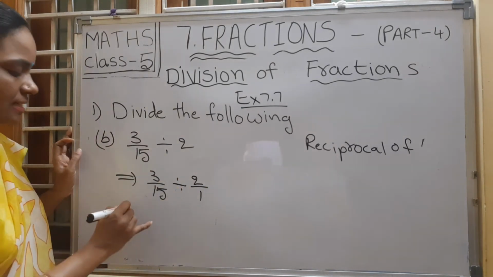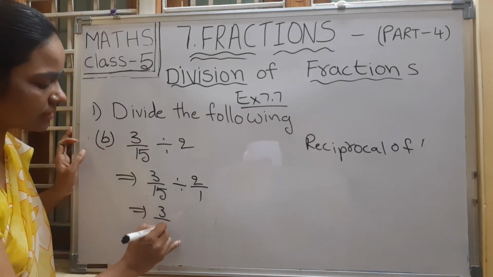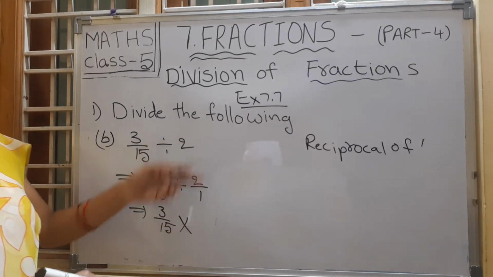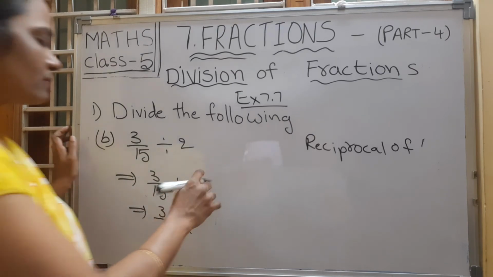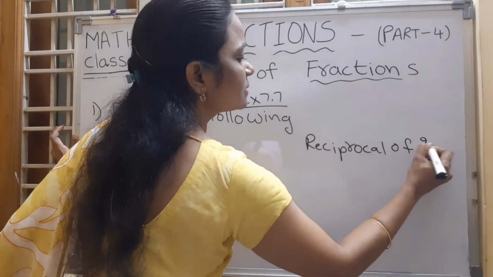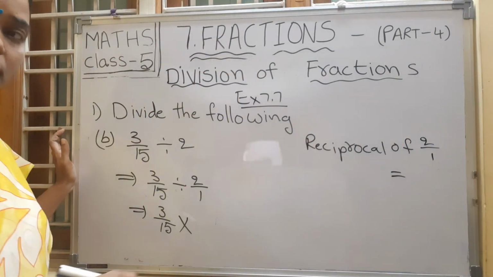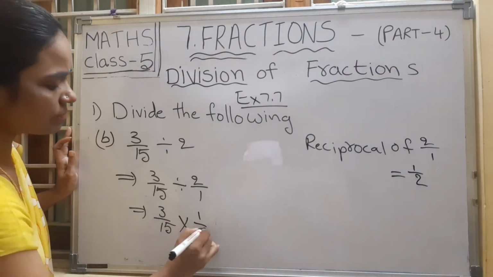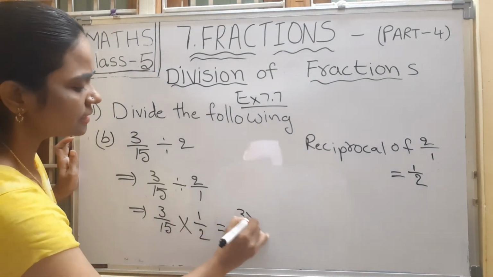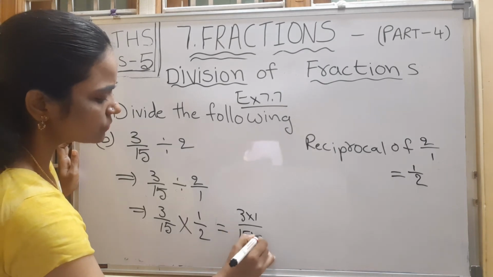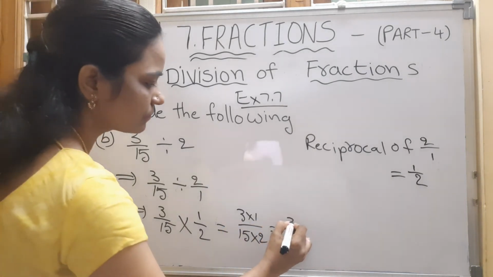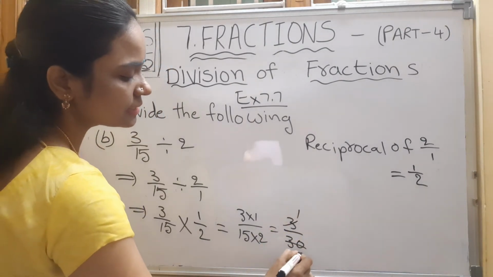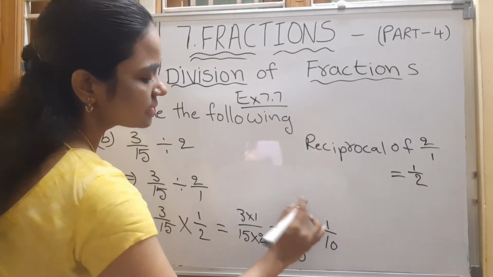What I said, as it is, write down the first given fraction. What is first given fraction? 3 by 15. And multiply that one with reciprocal of the second fraction. What is the second fraction? 2. Reciprocal of 2 by 1 is equal to how much? Reciprocal means reverse we have to take. It is 1 by 2. So 1 by 2. What is the answer? 3 into 1 by 15 into 2. 3 ones are 3. 15 twos are 30. 3 ones are 3. 3 tens are 30. 1 by 10 is the answer.